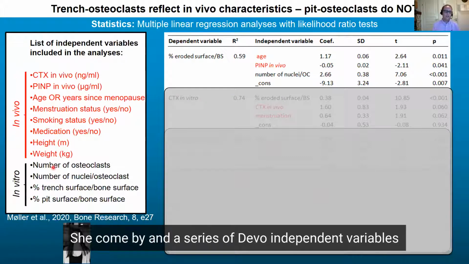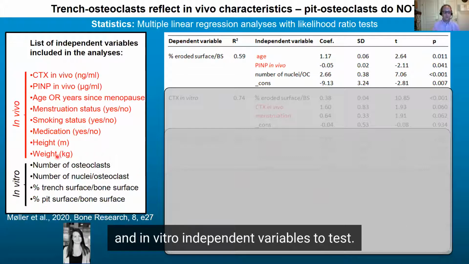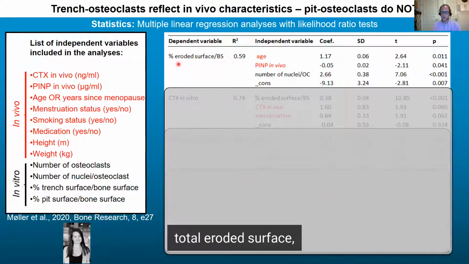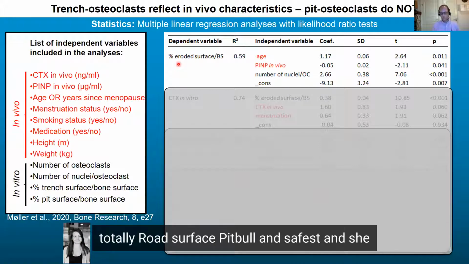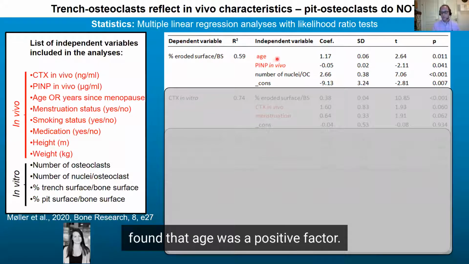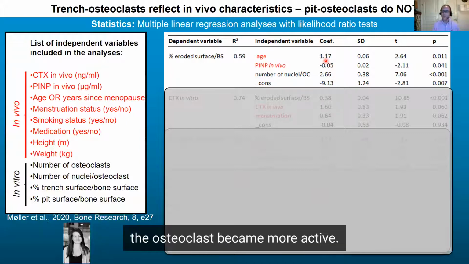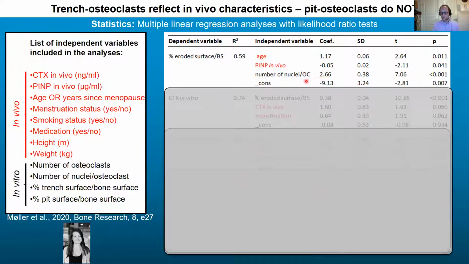She combined a series of in vivo independent variables and in vitro independent variables to test if they could explain the dependent variable, such as the total eroded surface per bone surface. And doing this, she found that age was a positive factor. So the older the donors were, the more active the osteoclasts became. The inverse was the case with P1NP and P. There was an inverse correlation.